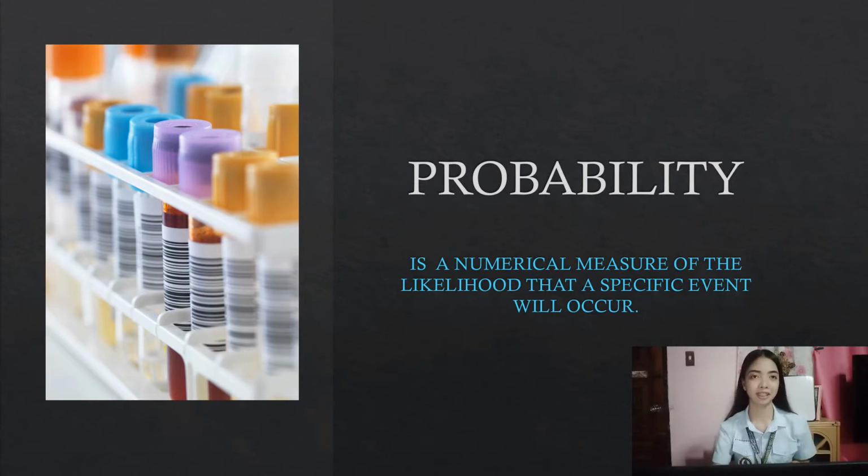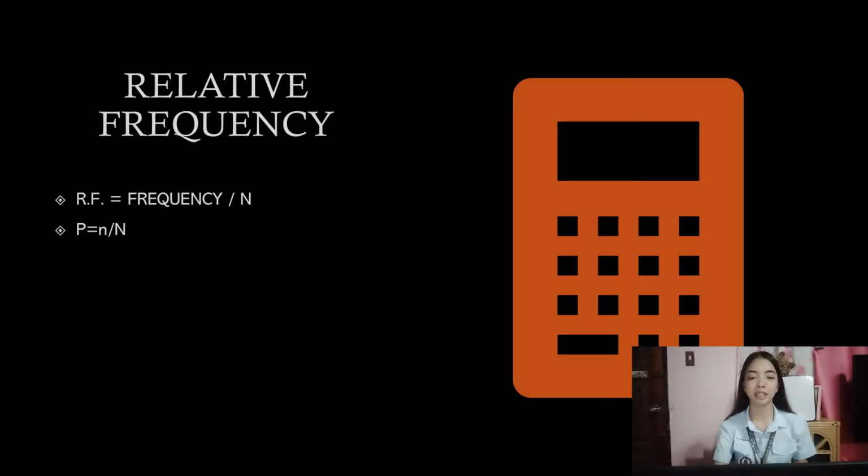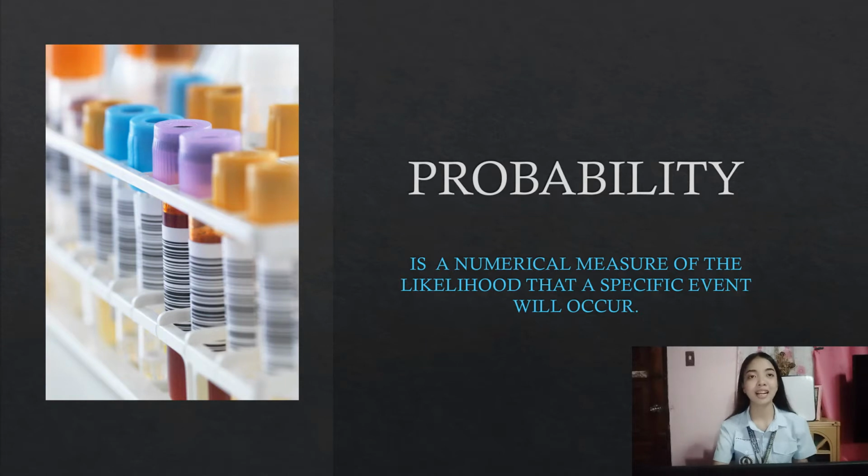First things first, what is a probability? Probability is a numerical measure of the likelihood that a specific event will occur. Given an experiment and its sample space, the objective of probability is to assign each event A a number, the probability of event A, which gives a precise measure of the chance that A will occur.